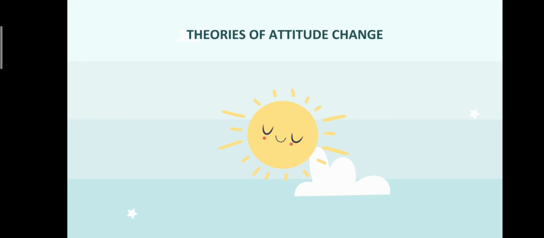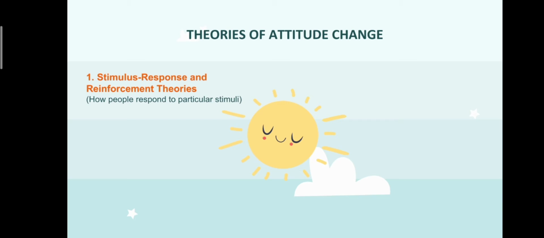Next is theories of attitude change. There are some theories of attitude change. The first is stimulus response and reinforcement theories. Stimulus response and reinforcement theories of attitude change focus on how people respond to particular stimuli. Responses are likely to be repeated if they are rewarded or reinforced.